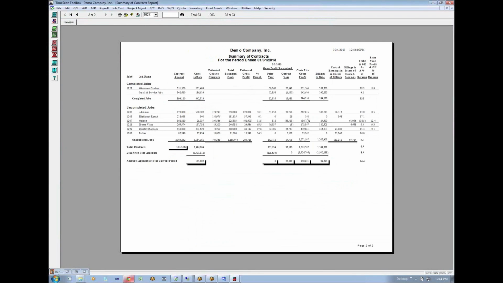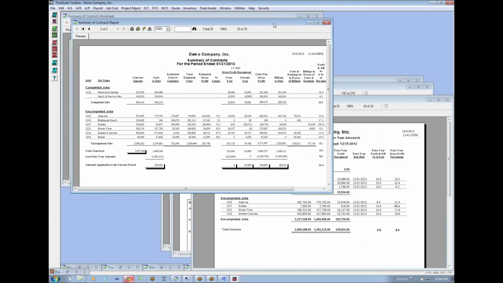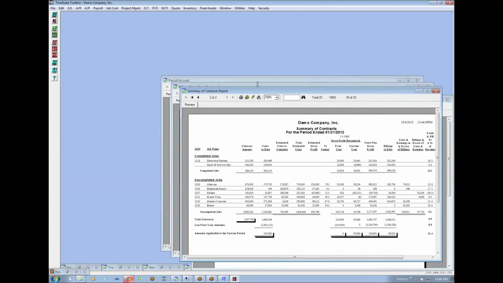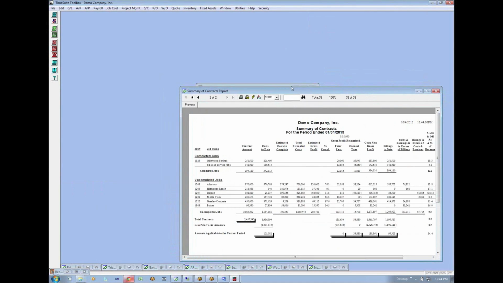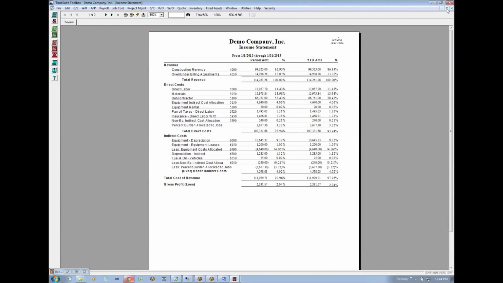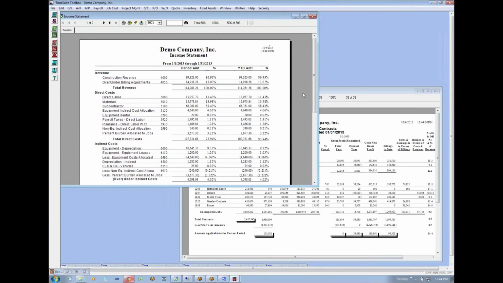Okay, so we have our completed jobs and our open jobs, and we have our over and under billings, and we're looking for this number and this number to tie into our income statement. So our job cost of 105,082 should tie in here. The journal entry, so we'll refresh it, 105,082, 105,082. And then the 138,961 will tie in here if we accrue our over under billings.